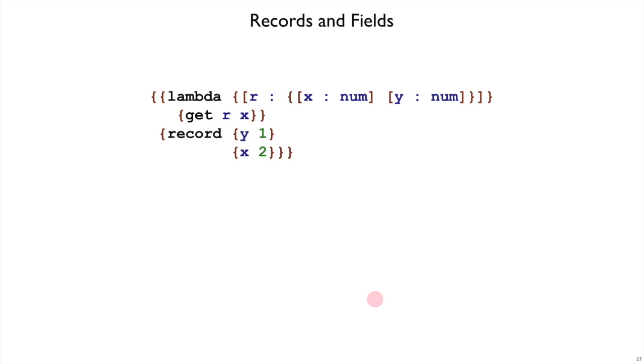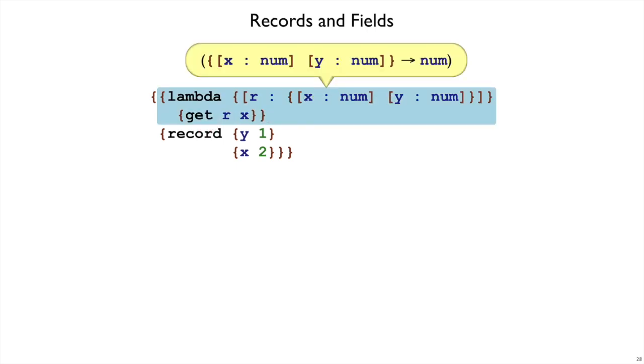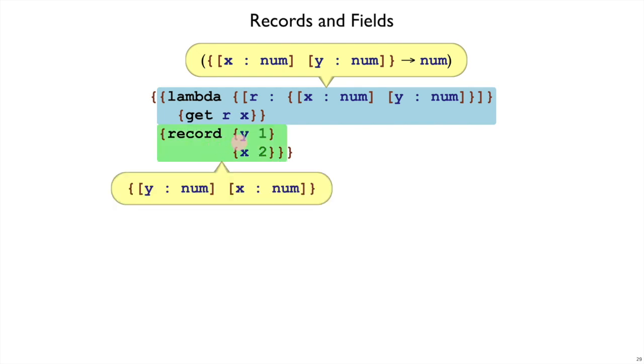Here's another example where I have a function that wants a record that has x as a number and y as a number, and it's going to get the x out. And I'm passing it a record. This record that I'm passing it has a y and an x, and so following our type rule we would derive y colon num and x colon num. And the problem is that this type doesn't exactly match the argument to the function. The x and the y are swapped. So our type rules right now, our type checker, would not actually allow this.